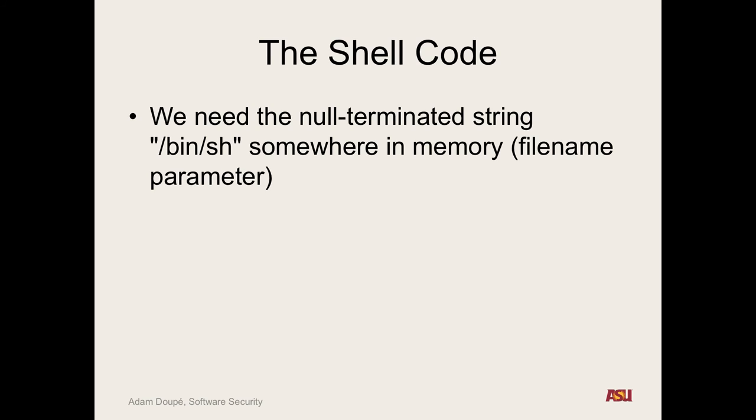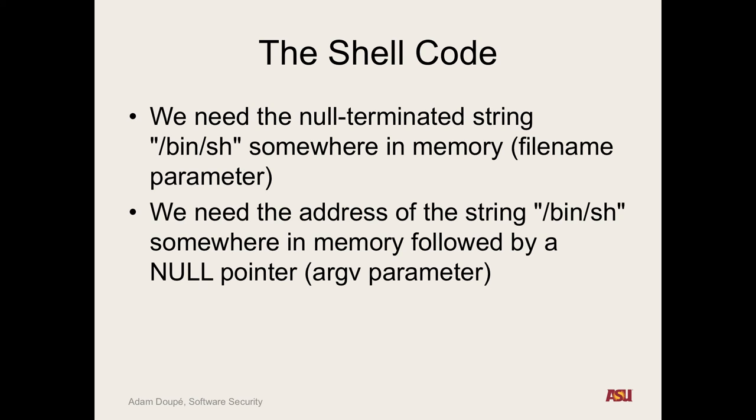Yeah, null by the end, right? /bin/sh, null. Right? Zero. That's what we need. So we've got to have that string somewhere in the process's memory. Then we need the address of that string somewhere in memory, followed by a null pointer, sorry, a null pointer, so it'd be not a byte, right, but a whole null.